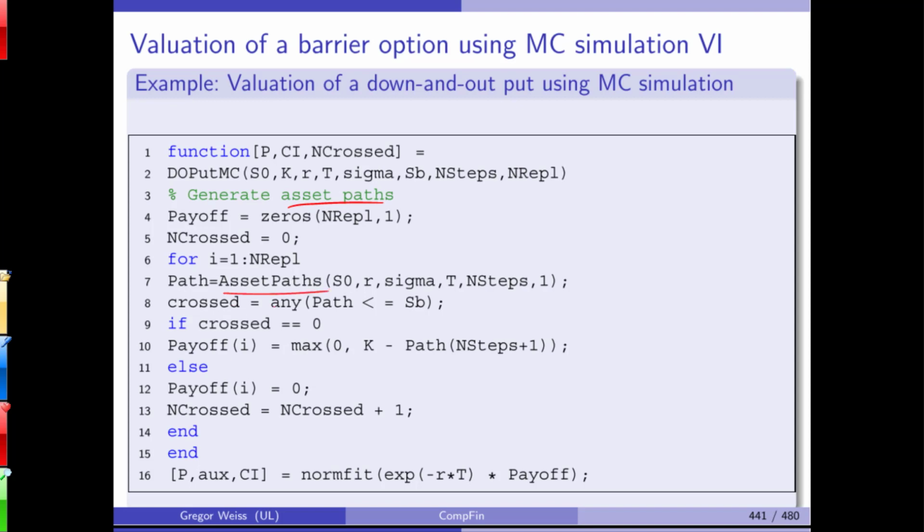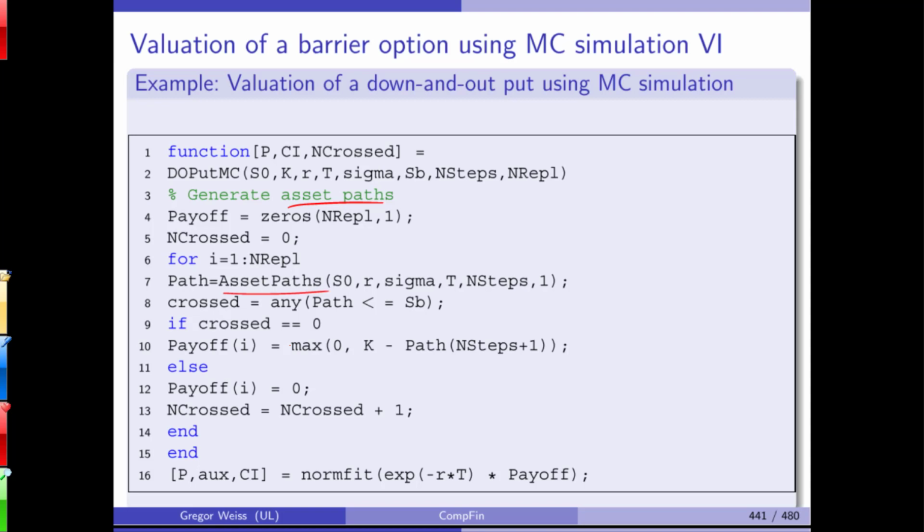Let's generate some asset prices using asset paths. And we do now the following. Crossed is any of path smaller or equal to SB. If crossed is 0, payoff i is the maximum of 0 and K minus the path of n steps plus 1. Else, payoff i is 0.